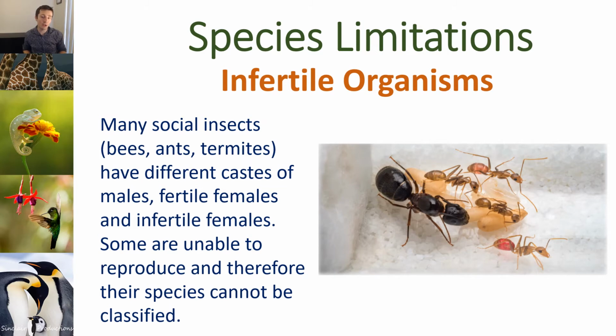And the last one is infertile offspring, or I should say organisms. So many social insects, so we're talking about bees, ants, termites, living together in big groups, have different castes. So they have fertile females and they might have infertile females. Those ones, when the queen's gone, may all of a sudden develop into the fertile female. So some are unable to reproduce and therefore their species cannot be classified, because they're not able to reproduce. So infertile organisms like some bees, ants and termites do cause a problem, because here we are not having two individuals being able to reproduce and produce viable offspring in nature. So that again means it's difficult to classify these organisms under that species definition, the biological one.